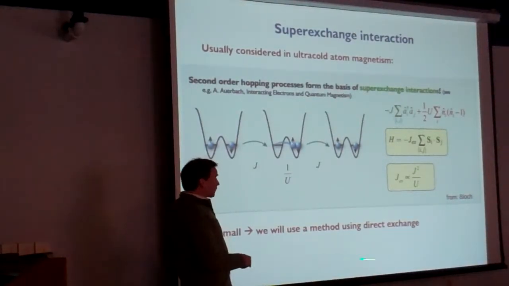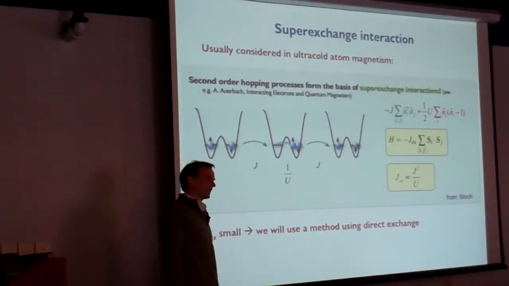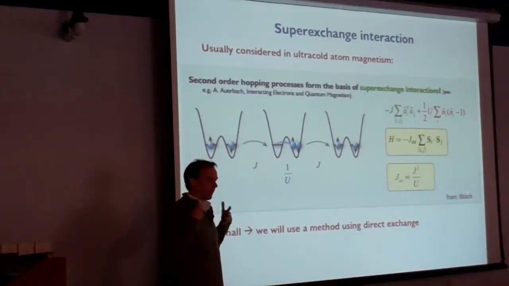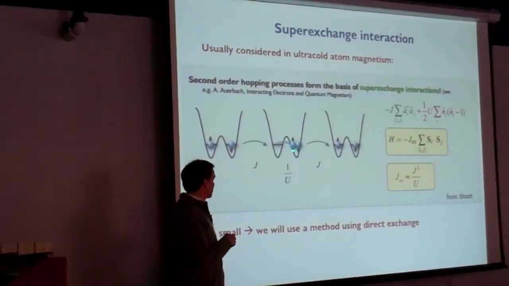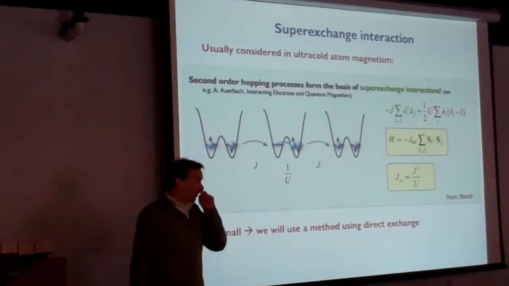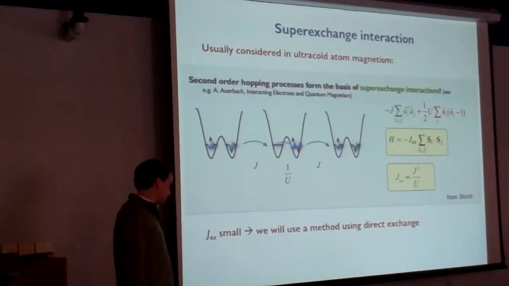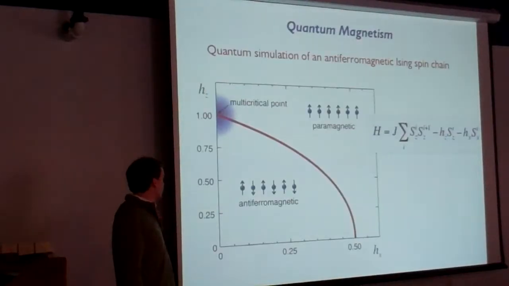So we actually found that we can play a trick to get an interesting spin system that does not rely on superexchange, where we get an effective spin interaction that's on the order of the bare interaction directly. So let me show you how we do this.